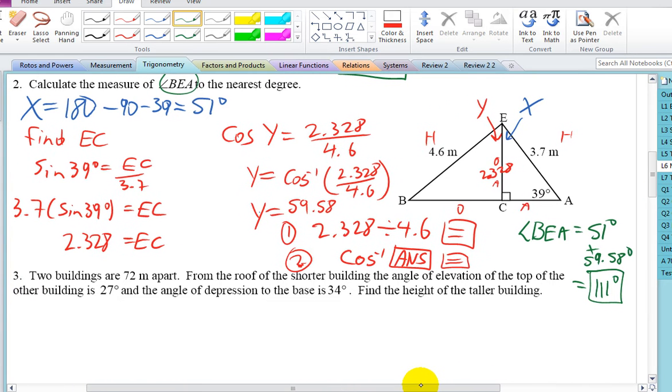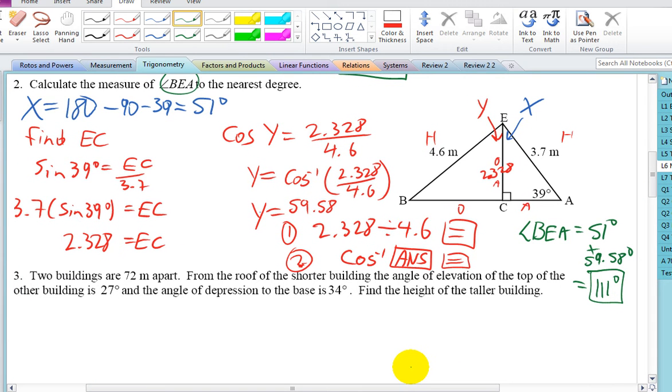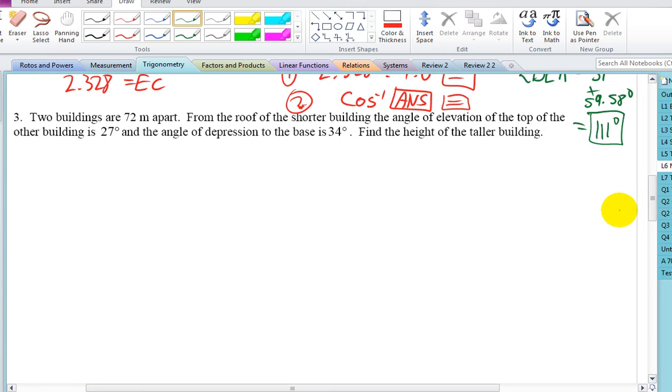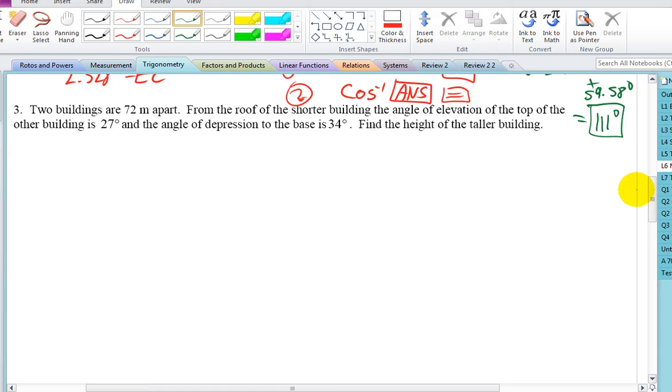That was a pretty challenging question, right? You had to do a lot of stuff there, a lot of thinking. That's what you're going to see with the work today. Okay, next one. This is a classic, the buildings questions. So we have two buildings 72 meters apart. Let's draw the two buildings. Draw one higher, one lower. Good. They're 72 meters apart.